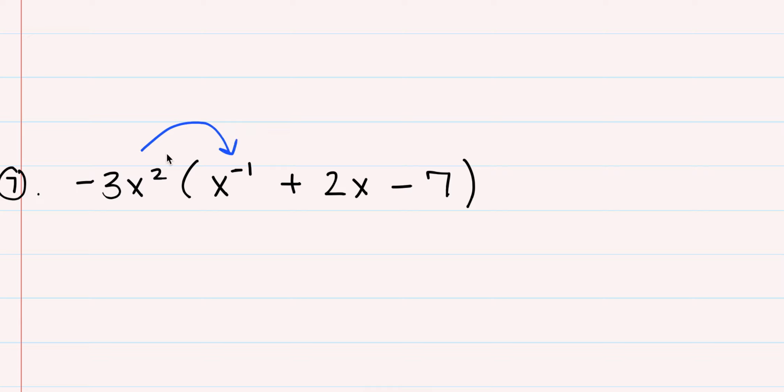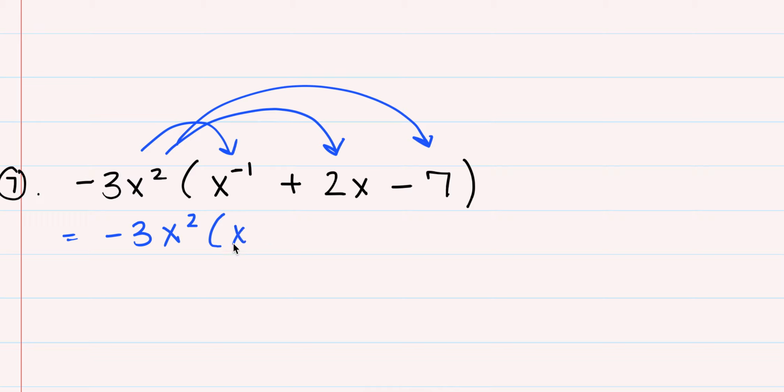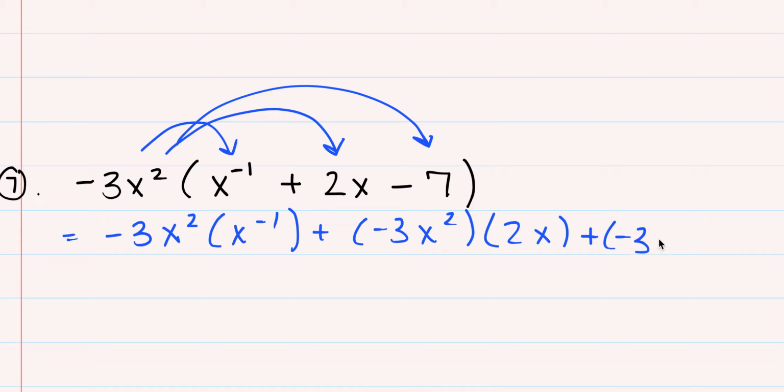Another example. Send this negative 3x squared into everything. Okay, we have a negative exponent, so we need to be careful here. We also have a negative in the front. But I'm going to write all of this out. This is negative 3x squared times x to the negative 1 plus a negative 3x squared times 2x plus a negative 3x squared times a negative 7.